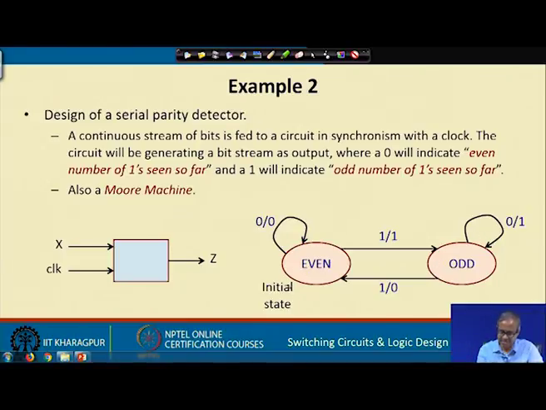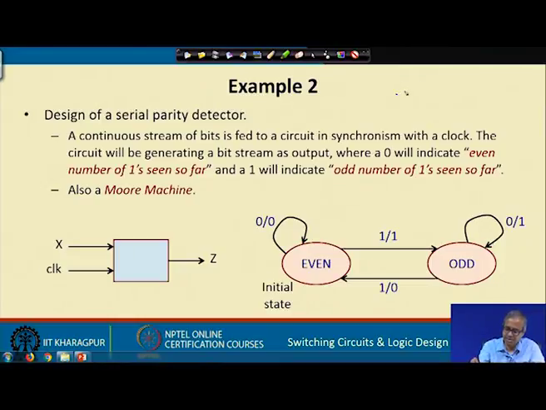Let us say even is the initial state. So, if a 0 comes, you remain in the even state, the output is 0, but now if a 1 comes, you go to the odd state with an output of 1, and while in the odd state, if a 0 comes, you remain odd, output 1, and if a 1 comes, you go back to even with a 0, right.